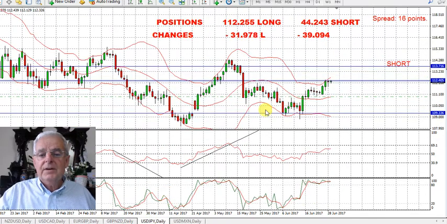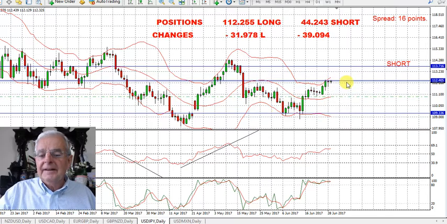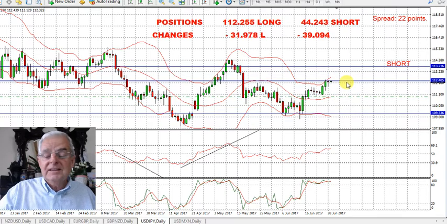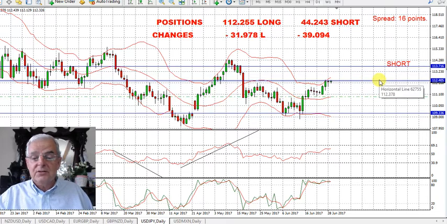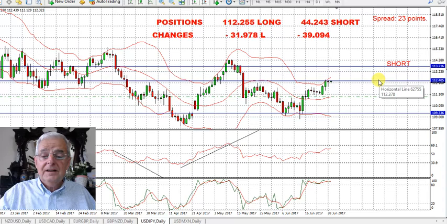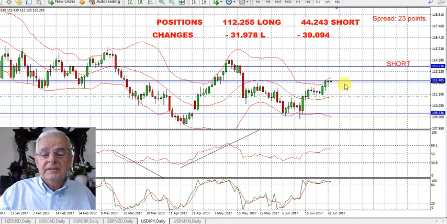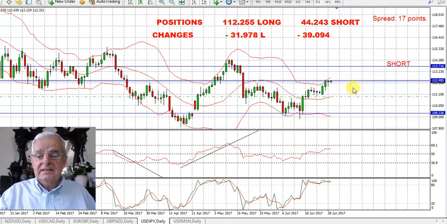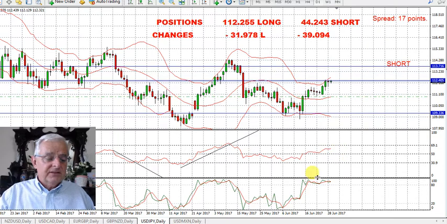USD JPY, basically it hasn't done much. There's been weakness in the dollar and weakness in the yen, so it's just basically stuck where it is. Not a lot of action. 112,500 is resistance, and it seems to be holding it the last 3 days. The RSI has gone a bit flat. Just looking for that to turn down.